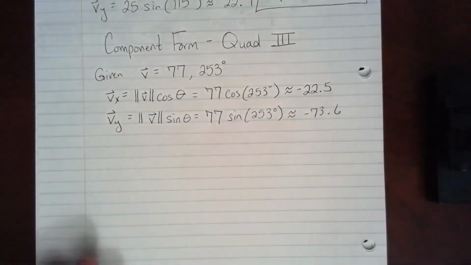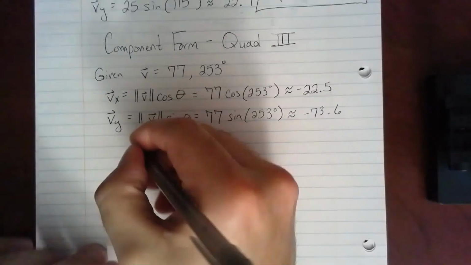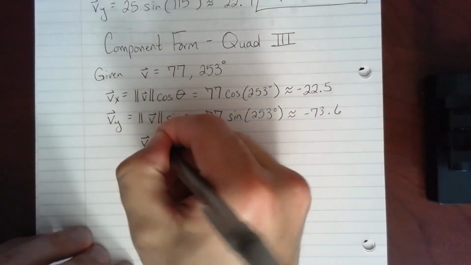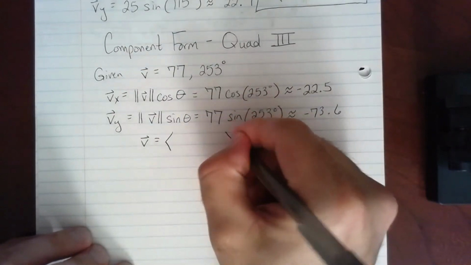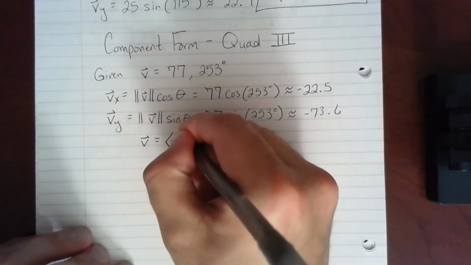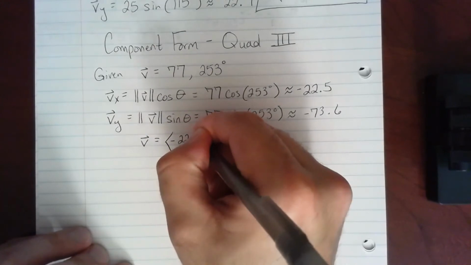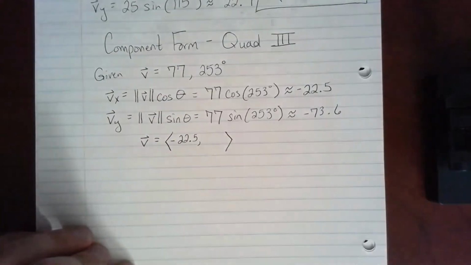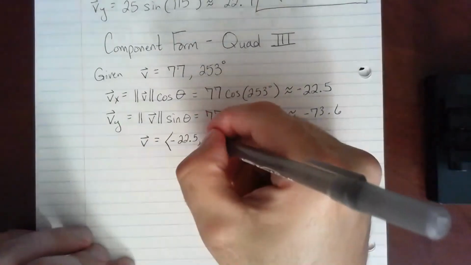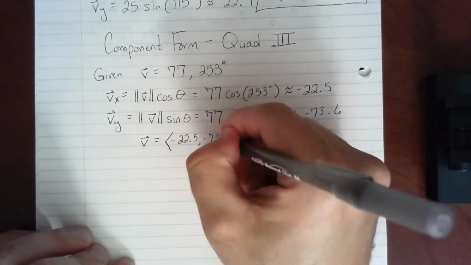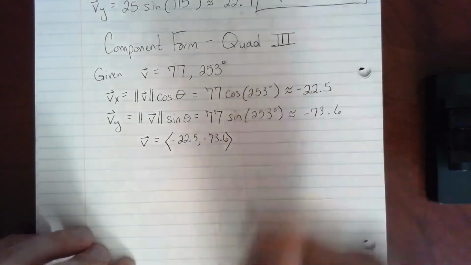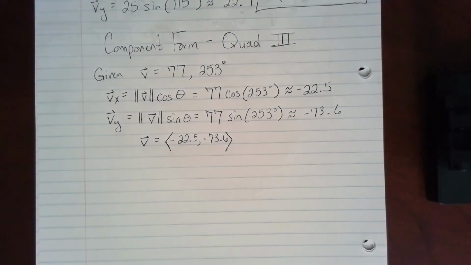So here, what we're going to say is that our vector v in component form, we tend to use these angle brackets, is going to be negative 22.5. Always list your x first. This is a lot like writing an ordered pair. You always do x and then y. This is negative 73.6. So that's our vector v.